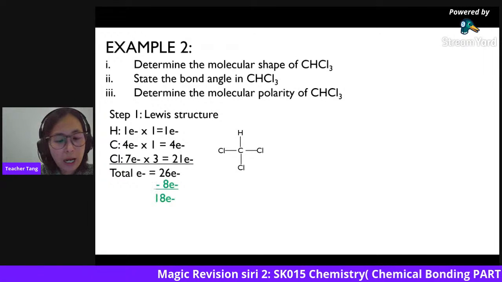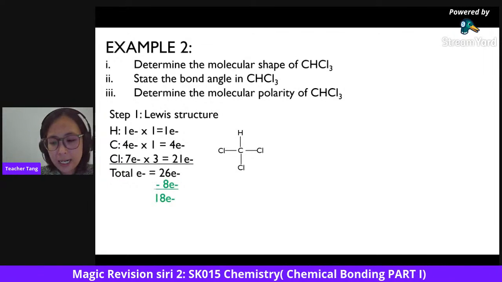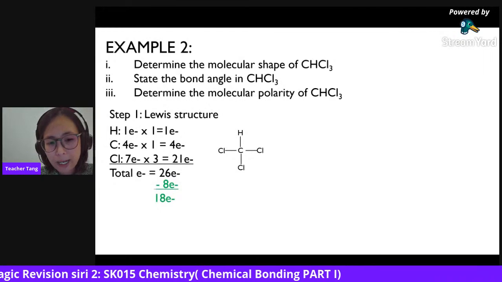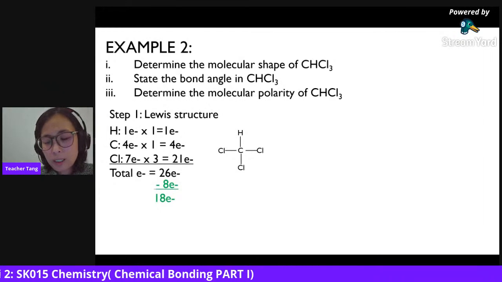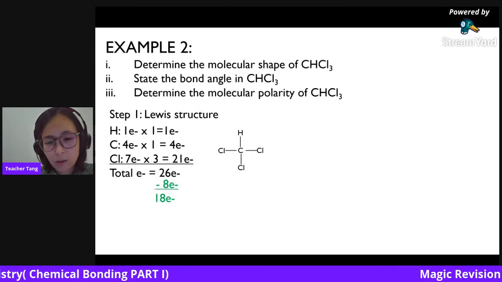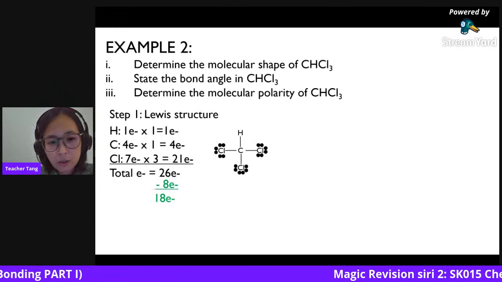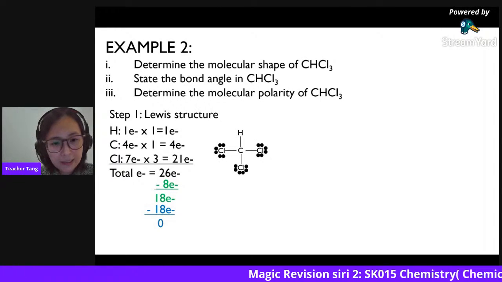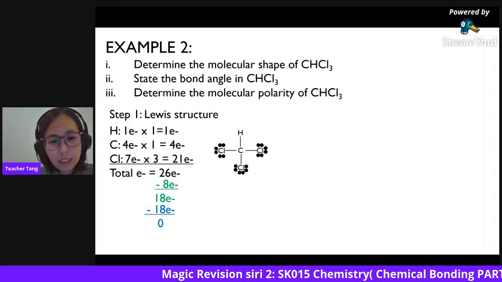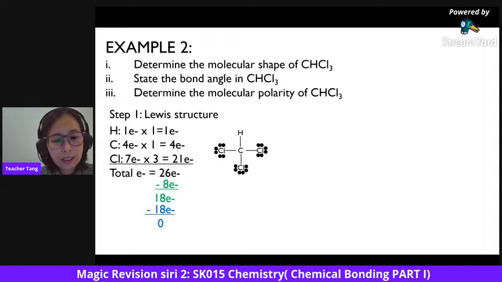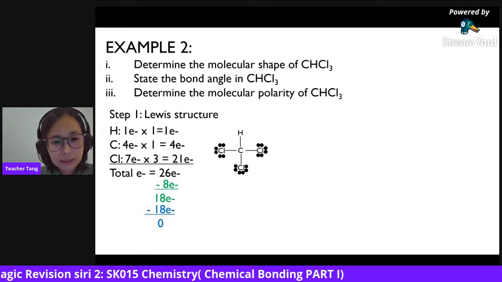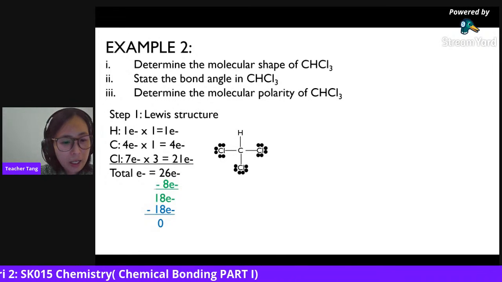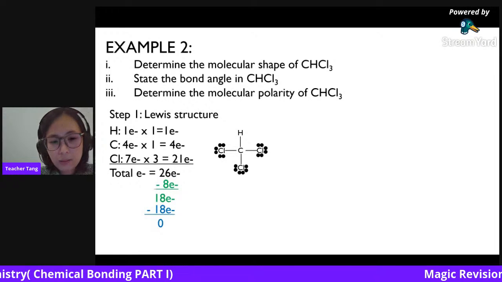Okay, so I have drawn 8 electrons, so minus 8. So 18 electrons remain. Okay, so make the terminal atom chlorine octet. So minus 18, so 0 electrons left. So that means there will be no electron on the central atom. So no lone pair on the central atom carbon.